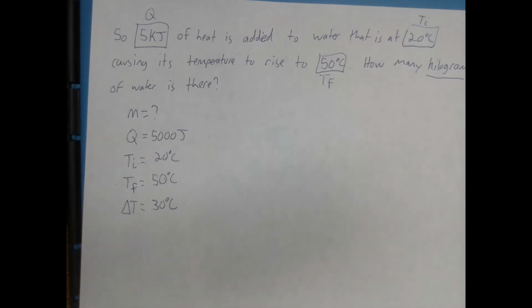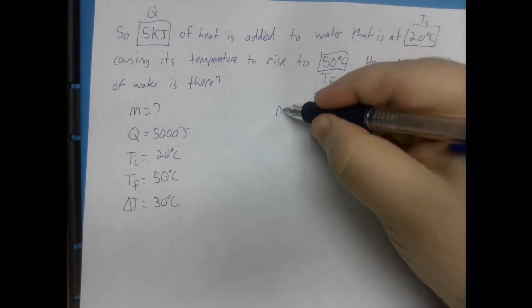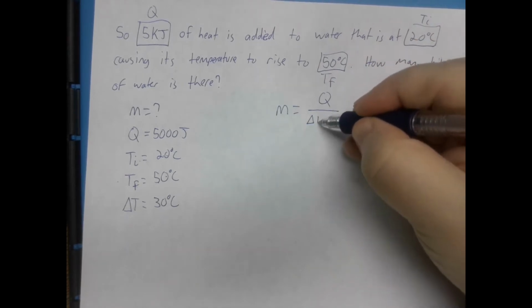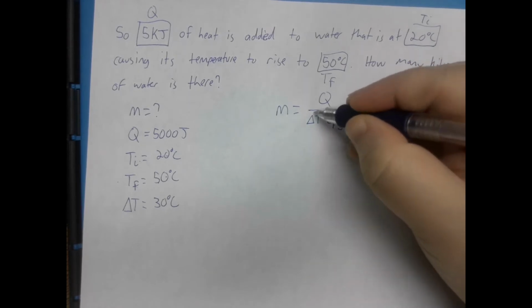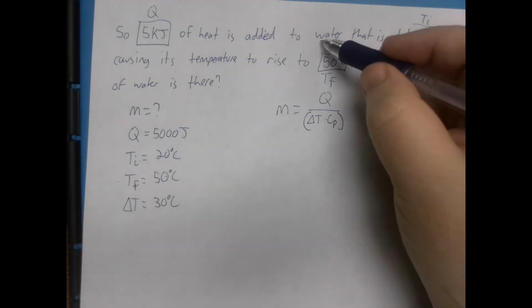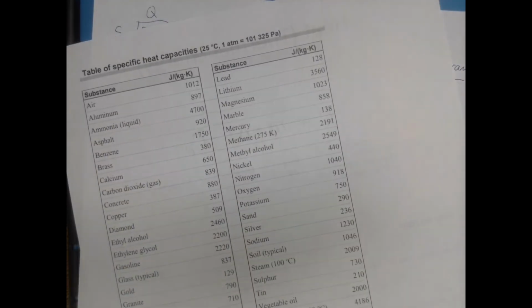So we're trying to solve for mass. Mass is equal to heat divided by change in temperature times Cp. Make sure you put the denominator in parentheses. What is Cp? Well, Cp depends on the type of substance. What substance are we dealing with? Water. Water specifically as a liquid.